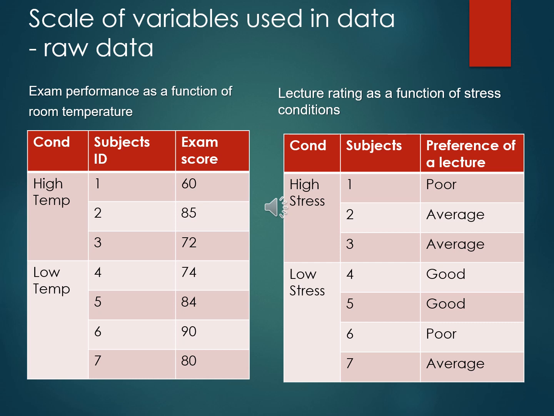The next one, the right side, is the lecture rating as a function of stress conditions. The rating is a categorical ordinal variable such as poor, average, good. So here, there is a high stress condition and a low stress condition. There are three subjects for high and four subjects for low stress conditions. So how are you going to describe this data? We will talk about that in the next slide.